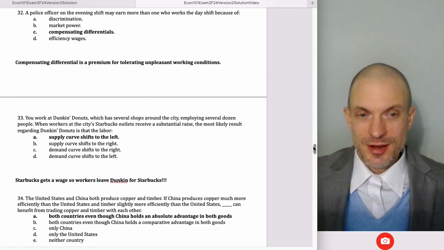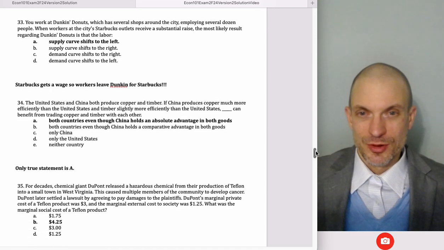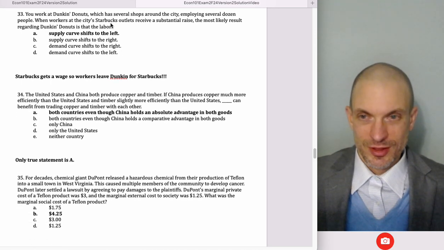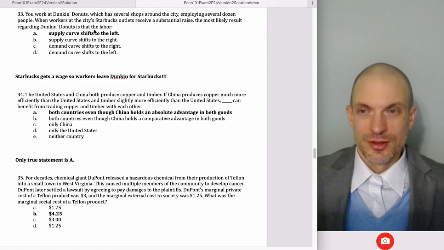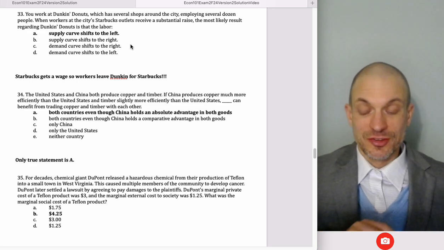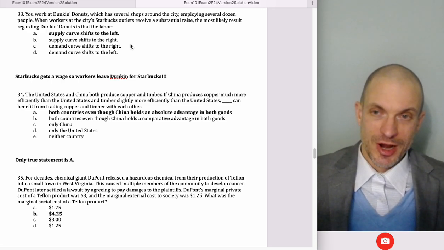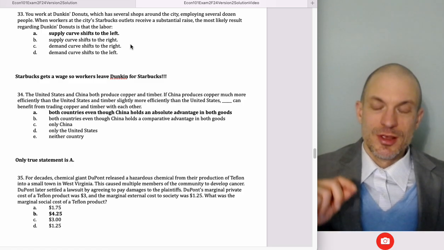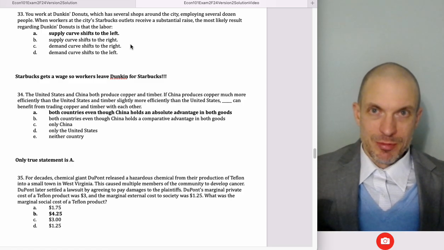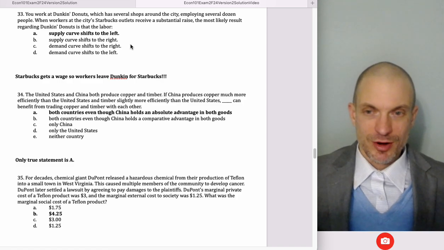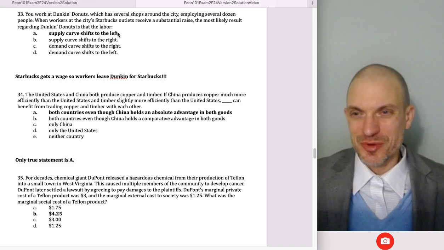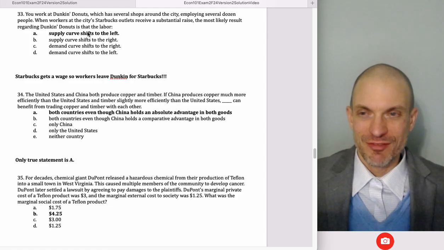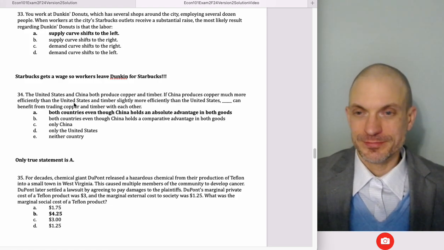All right, so you work at Dunkin', and it has several shops around the city, employing several dozen people. When the workers at the city's Starbucks receive a substantial raise, the most likely result regarding Dunkin' is the labor supply will shift to the left. So importantly, we want to think of labor at Dunkin' as a substitute for labor at Starbucks. And so if you have a wage increase in a related labor market, you'll get workers going into that labor market and leaving the one that they're originally in. So that's why we get Dunkin's labor supply curve shifting to the left, because their workers are going to want to go apply at Starbucks.